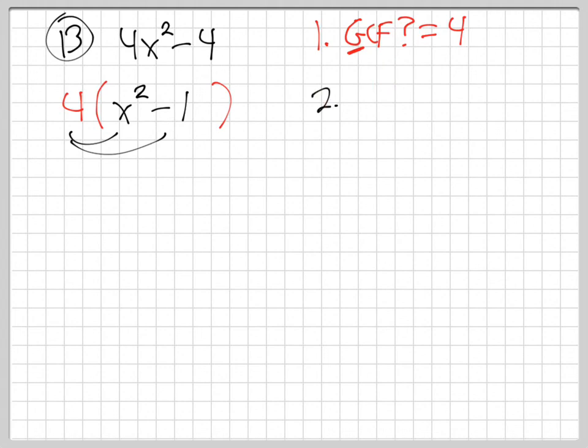Now, what's step number 2? Are those two terms perfect squares? It is, with the negative 1. 1 squared is 1, the simplest perfect square. 1 times 1 is 1. And of course, x squared is a square, that's x times x. So do you know what to do with that? One plus, one negative.